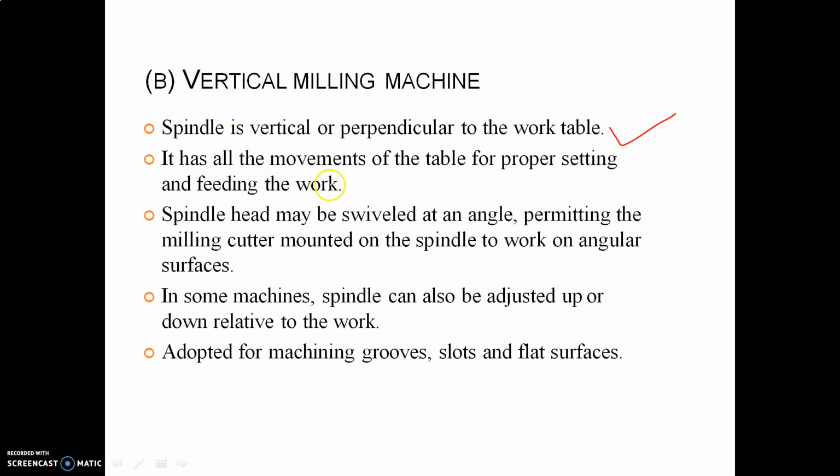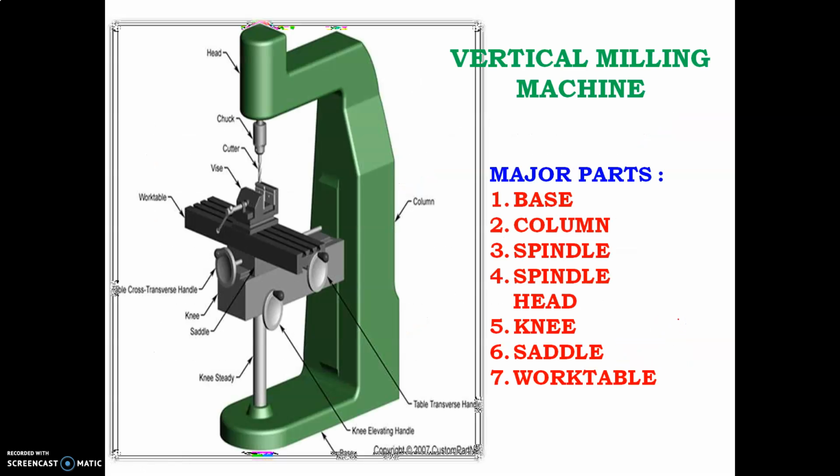It is all the movement of the table proportioning and feeding the work. The spindle head may be swiveled at an angle. Some machine spindles can also be adjustable. So adapting machine grooves, slots and flat surfaces producing. So this is a vertical milling machine. So base, column and spindle.